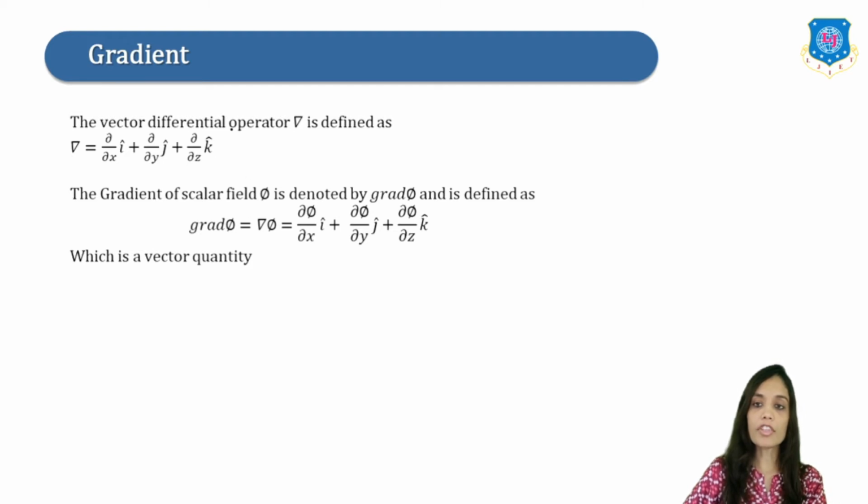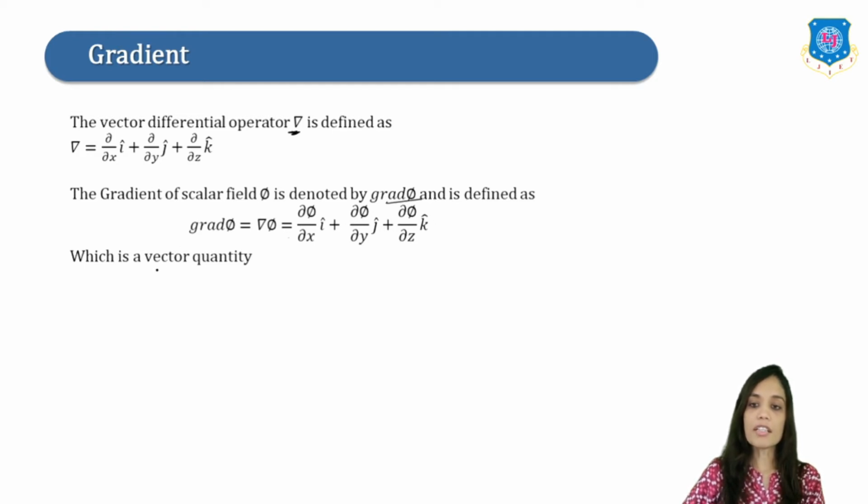The vector differential operator nabla is defined as del by del x of i cap plus del by del y of j cap plus del by del z of k cap. The gradient of the scalar field phi is denoted by grad phi and is defined as grad phi equals del phi equals del phi by del x i cap plus del phi by del y j cap plus del phi by del z k cap.